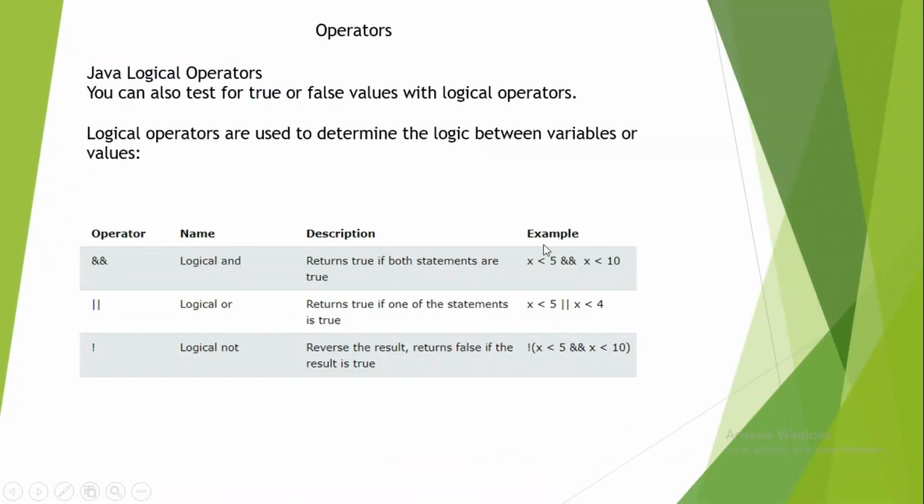Here I have an example where I have used two comparison operators, since comparison operators return boolean values. So x is lesser than 5 and x is lesser than 10. These two are returning boolean values. So again I am comparing them using the logical AND.